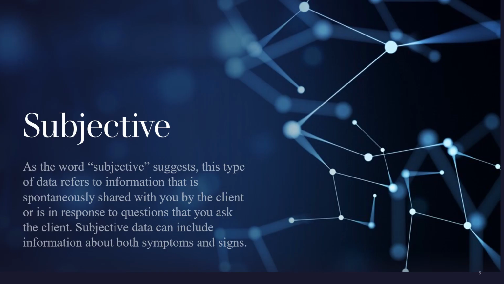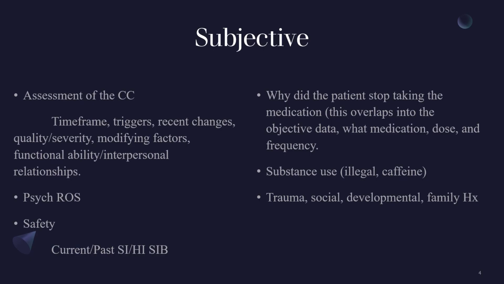In this case, we're also going to talk about the importance of subjective and objective information. Subjective, as the word suggests, refers to information that's spontaneously shared with you by the patient or in response to questions that you ask the patient. Thus, when we do our psychiatric assessment, subjective data can include information about both the symptoms and the signs.